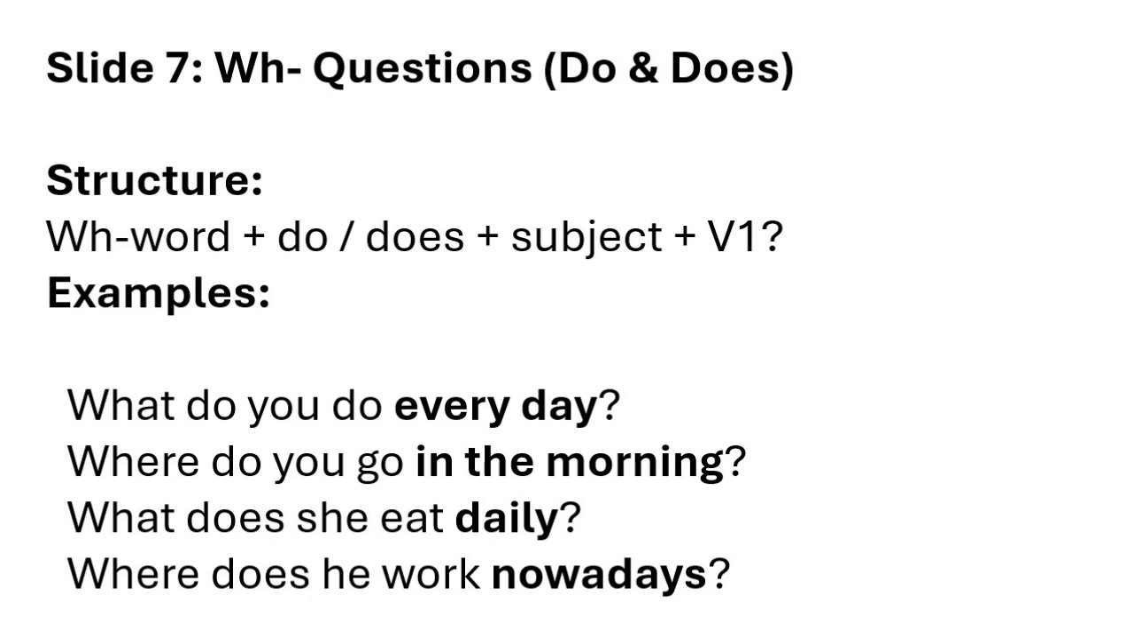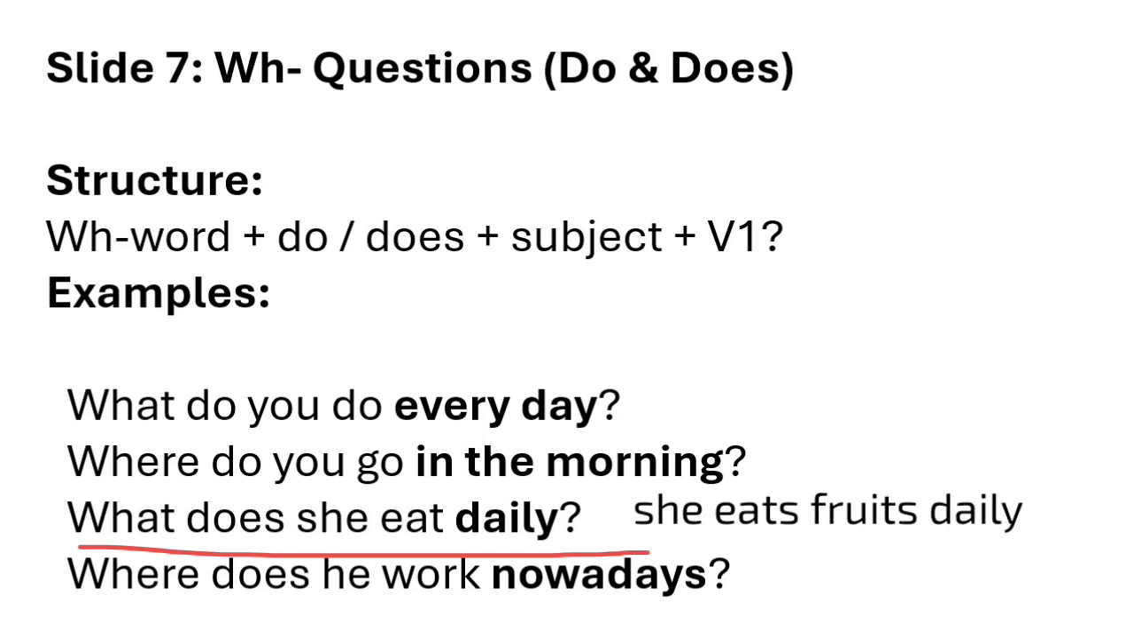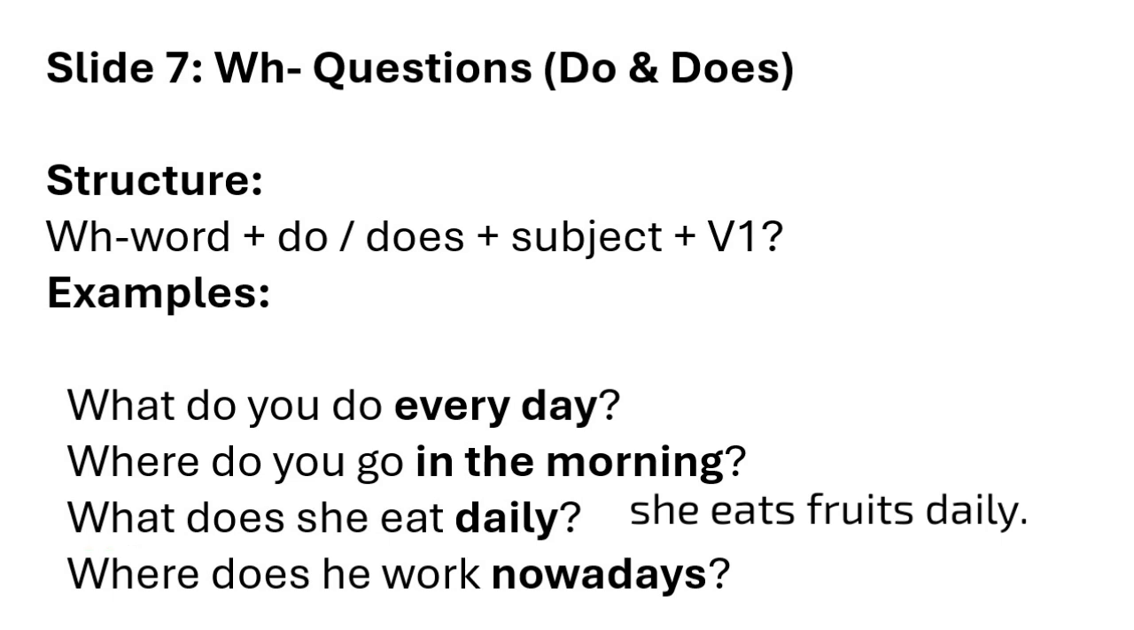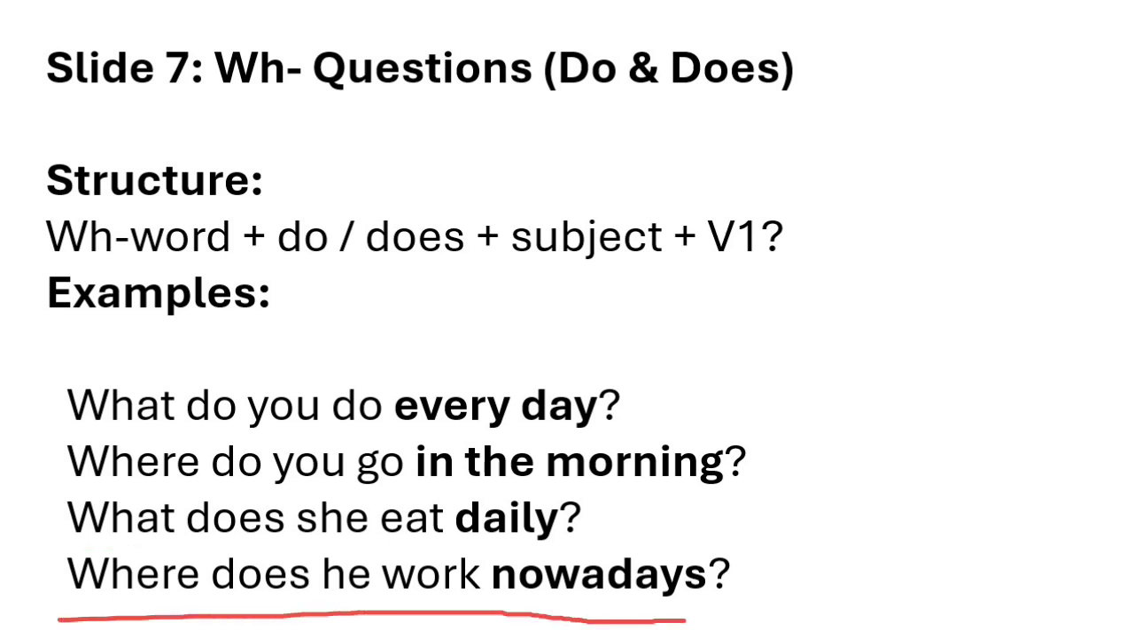See the third example now. What does she eat daily? Here I use does because the subject is she. So what does she eat daily? So the answer can be she eats fruits daily, right? So now see the last example. Where does he work nowadays? Here the helping verb is does. Why? Because the subject is he. So understand this. First where, which is the WH word, after that does, after that the subject, and after that the main verb, and in the last, that is the time word. So where does he work nowadays? He works at a bank nowadays. So up to here you understood.